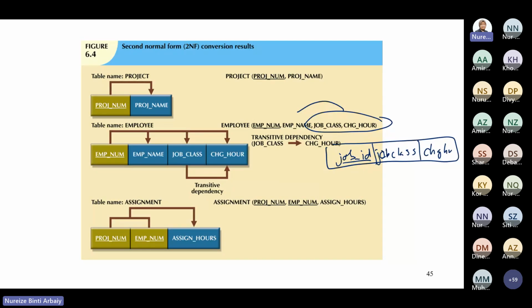That means how many hours they allocated for this job. So that's why they create a new table like this, and they change it into an assignment by giving the project number and employee number, and the assigned hours. This also can do.